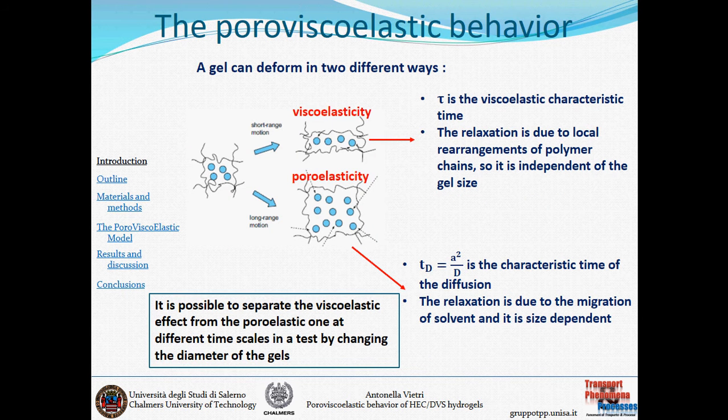When a gel is deformed, it behaves in two different ways. If the relaxation is due to the local rearrangement of polymer chains, we talk about viscoelasticity. Otherwise, when the migration of the solvent allows the gel to relax the deformation, we have poroelasticity. The former effect doesn't depend on the gel size, while the latter is size-dependent.